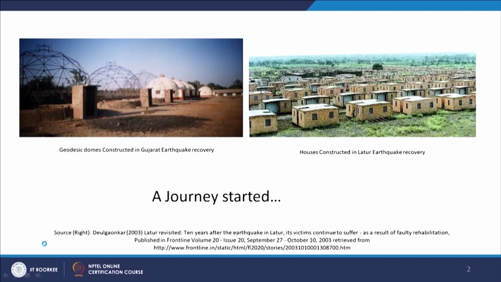I was a bachelor student doing my thesis on Gujarat earthquake housing back in 2002-3. That is how I came across the right-hand photograph, which is Latur earthquake recovery, and on the left-hand side we have the geodesic domes. This is where my journey started. I thought it would be a very short journey, but I never imagined it would take me so long, and I'm still on the same path working on it.